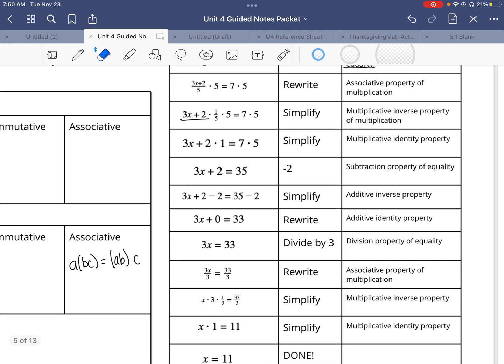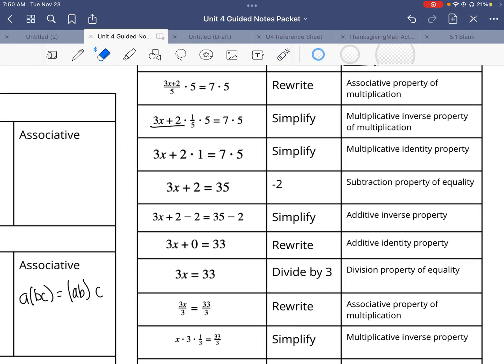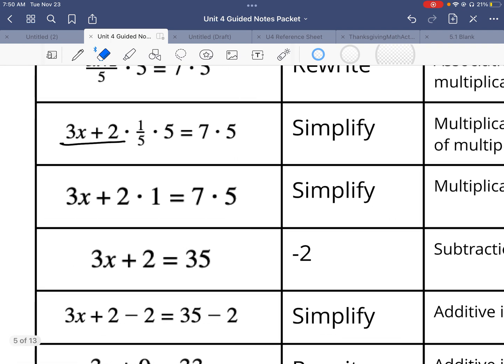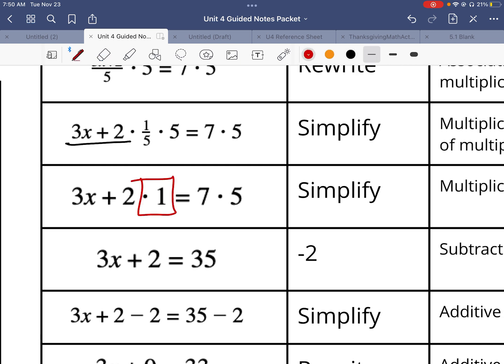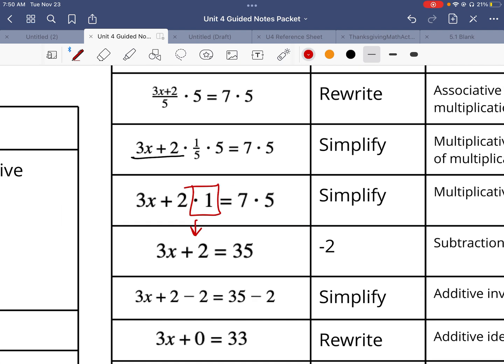Okay, so because of the multiplicative inverse, we know that 1/5 times 5 is going to equal 1. Now, because of the multiplicative identity that we just talked about, we know that multiplying by 1 doesn't do anything. So we can get rid of that times 1. It doesn't do anything. And we end up with 3x plus 2 equals 35.